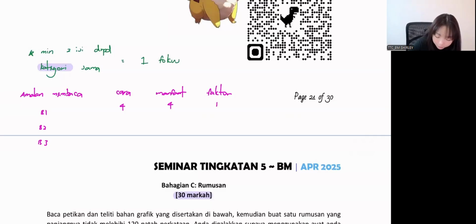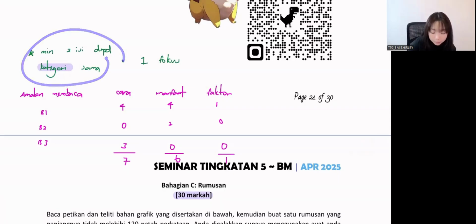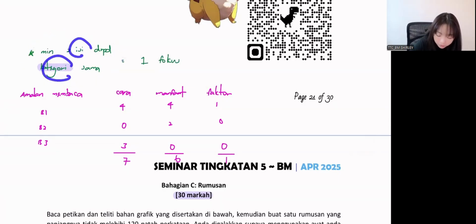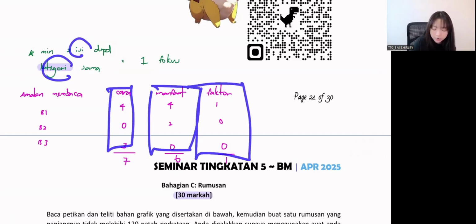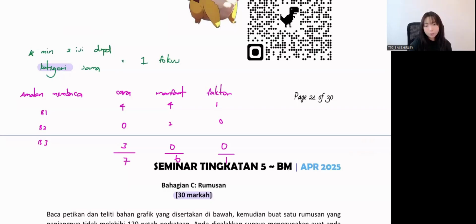Bahan 2, cara don't have. Manfaat we got 2, faktor don't have. Bahan 3, cara we got 3, manfaat don't have, faktor don't have. So a total 7, a total 6, a total 1. In order to identify your focus, always come back to this one. A minimum 2 isi from the same category. From the same category, same category, same category. Then only it will be entitled for 1 focus.